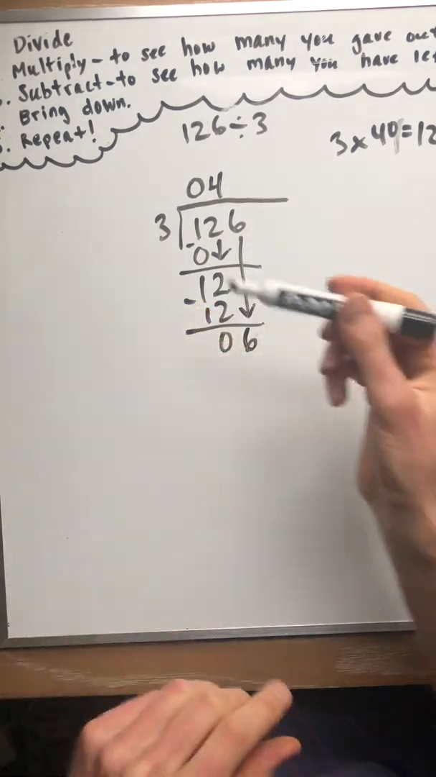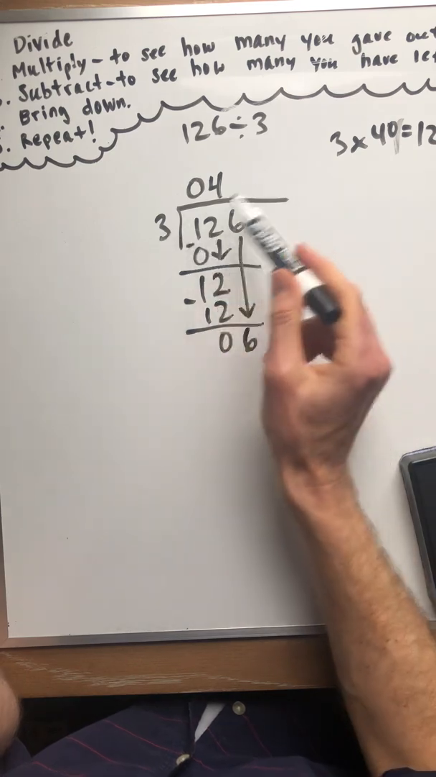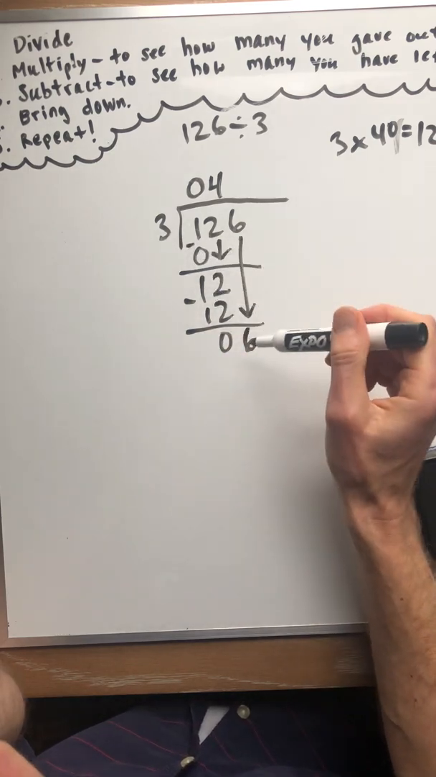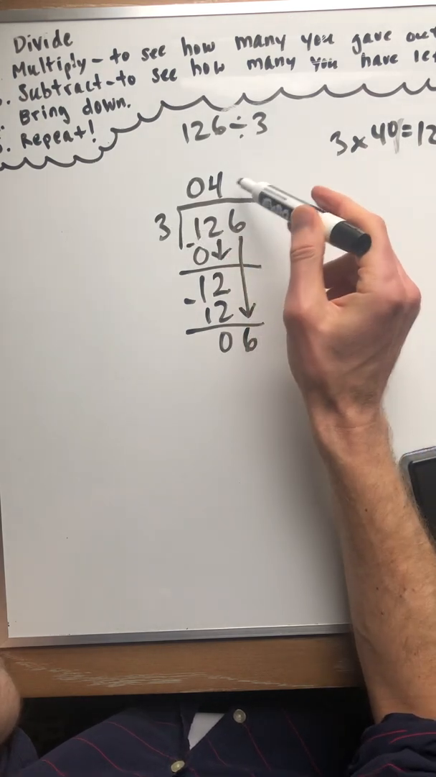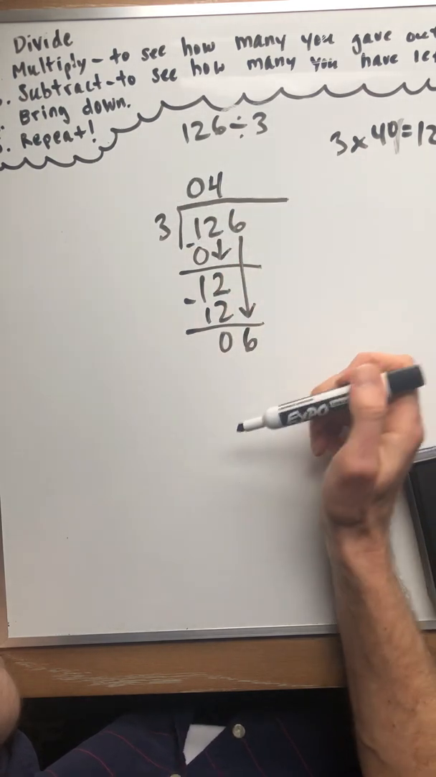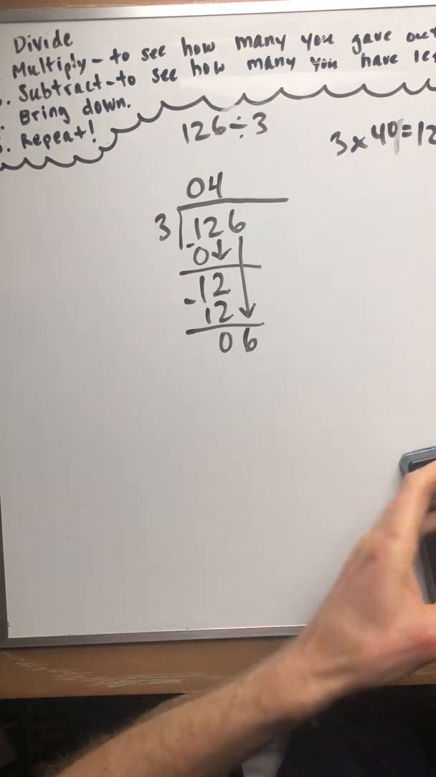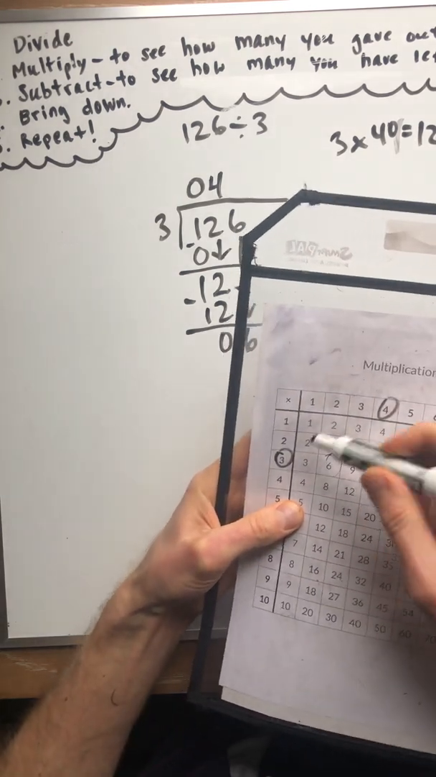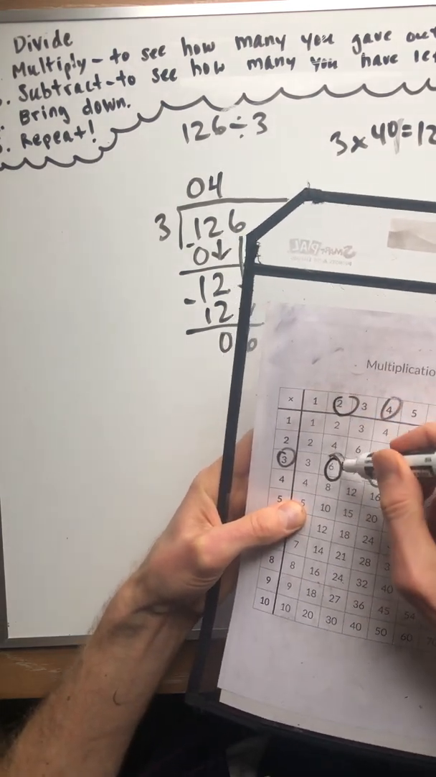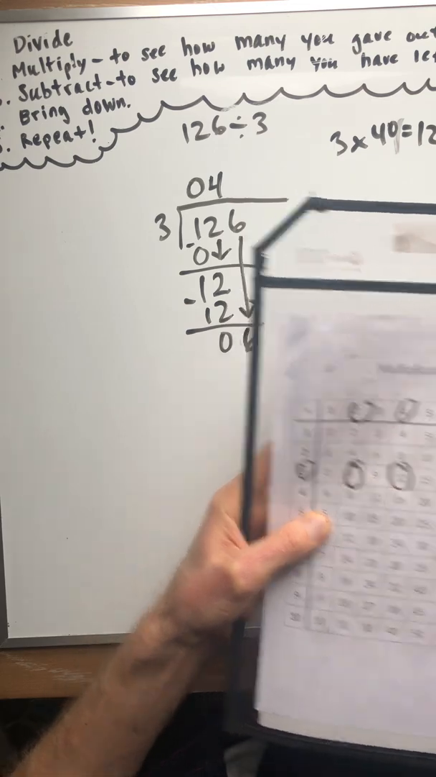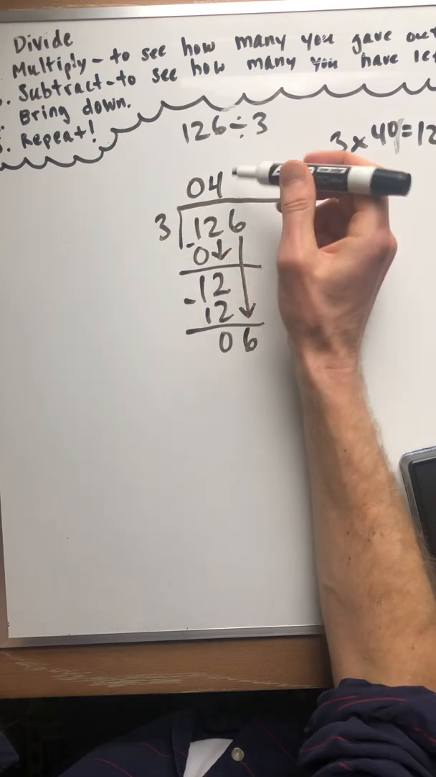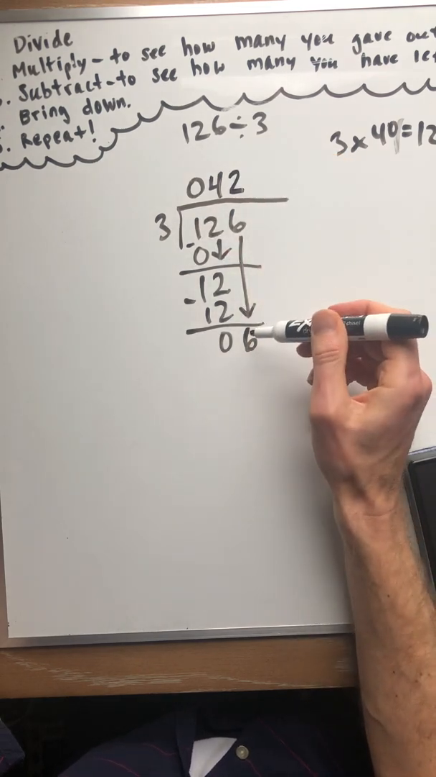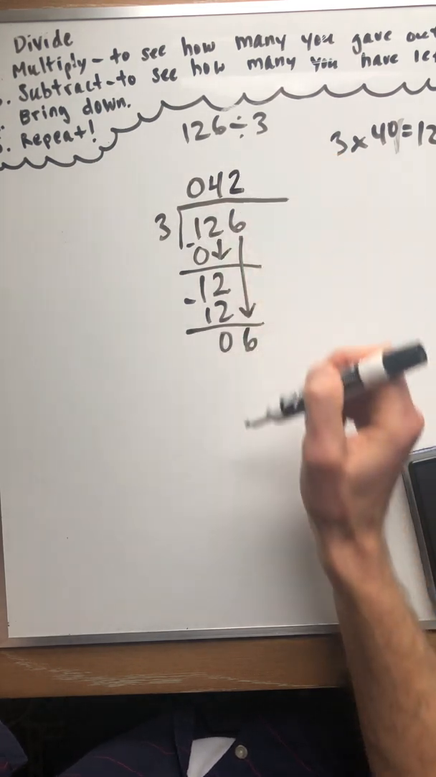She's got 6. So we're thinking, oh, nice, 3 people. We're each going to get some ones. So now we're back up to the top. Divide. 6 divided by 3 is what? Or 3 times what is 6? There it is. 3 times 2 is 6. Or 6 divided by 3 is 2. Remember, it's the same thing.